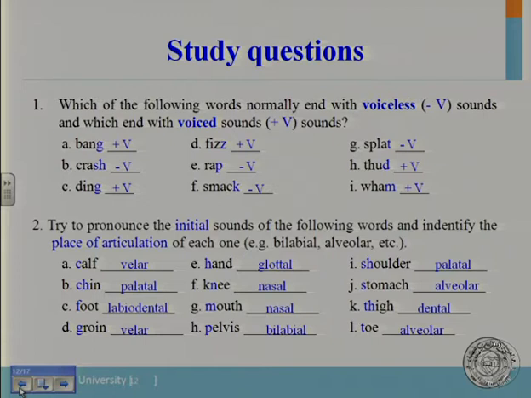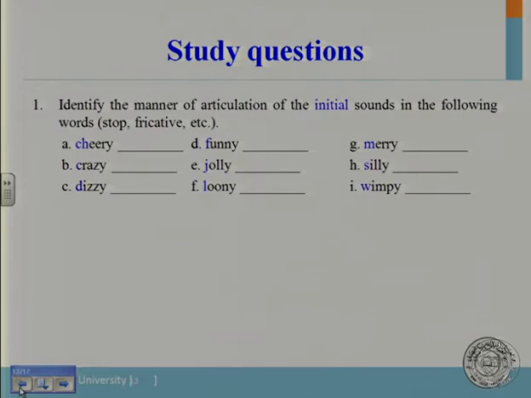Try to remember the following sounds, and you can do more practice by pronouncing the sounds. Now, again here we have one more question, but here we need to identify the manner of articulation. Identify the manner of articulation of the initial sounds of the following words. Means stop, fricative, affricates, and so on. Now, the first one, cheery. It's affricate. Ch, voiceless affricate sound.